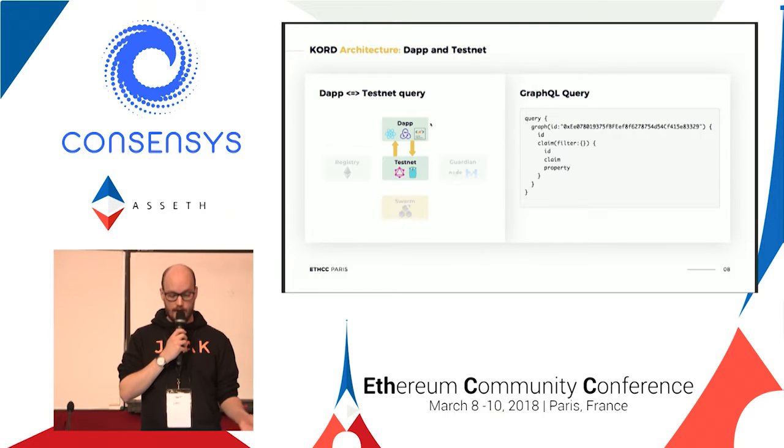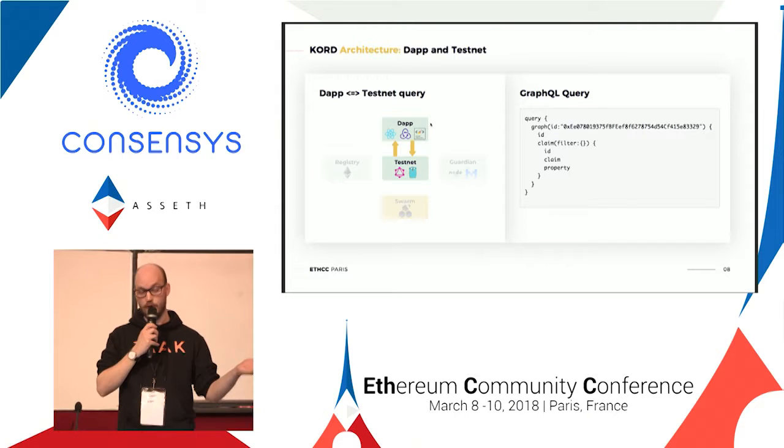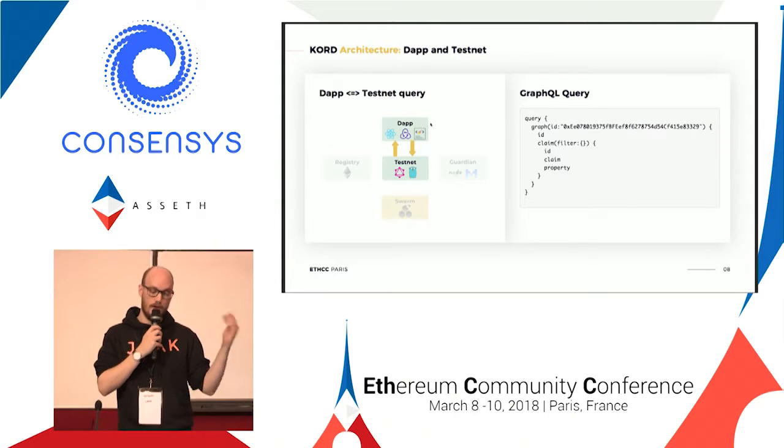So it's just simple little GraphQL queries you can see there. And all that's doing is saying, please give me some claims. All the claims are related to this Chord ID.